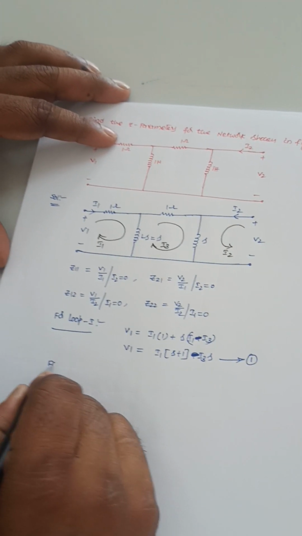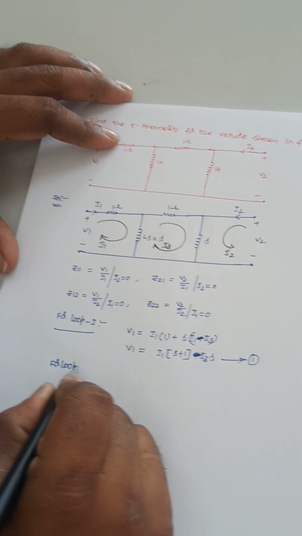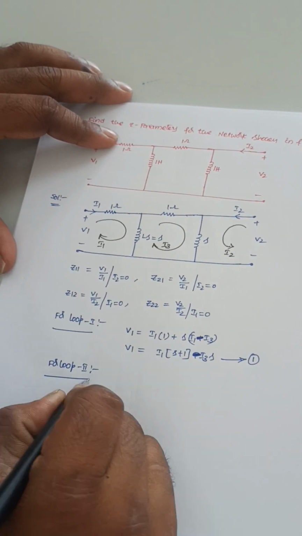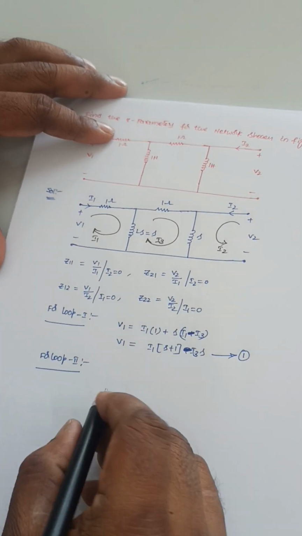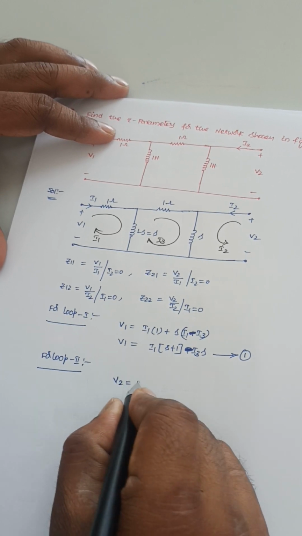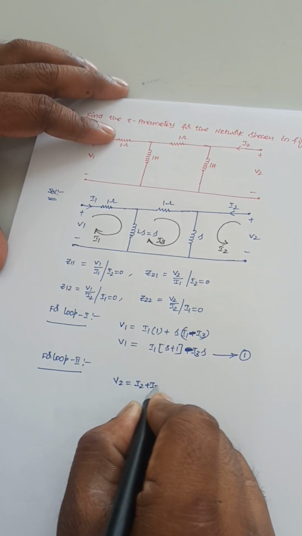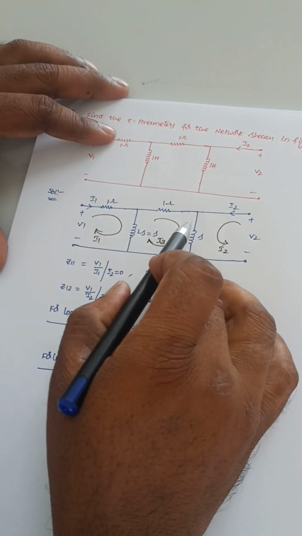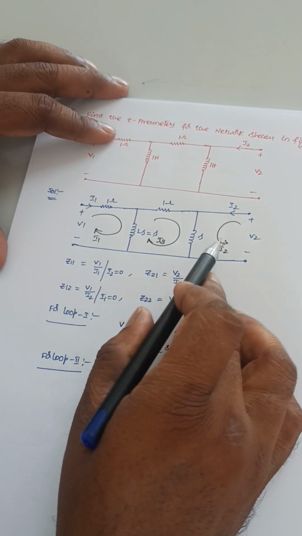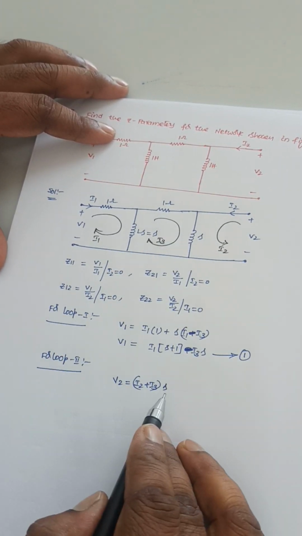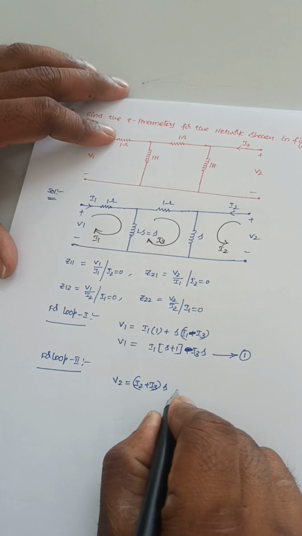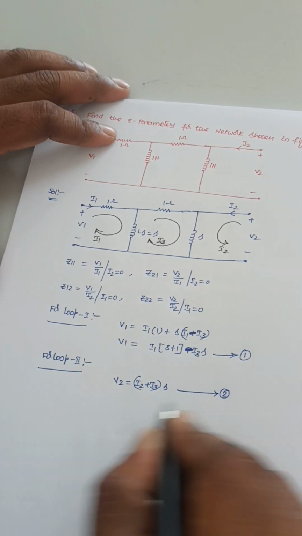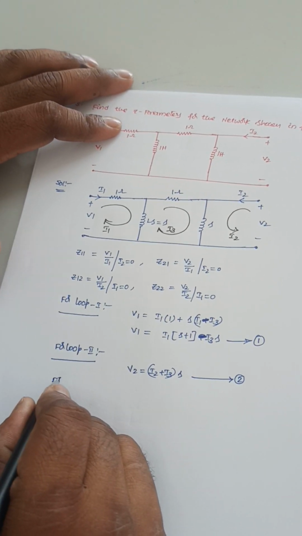Now for loop 2, if I write the mesh equation for loop 2, what is this? V2 is equal to I2 plus I3 into S. So the current flowing through this branch is I2 plus I3, into S. So it is equation number 2. Next for loop 3.